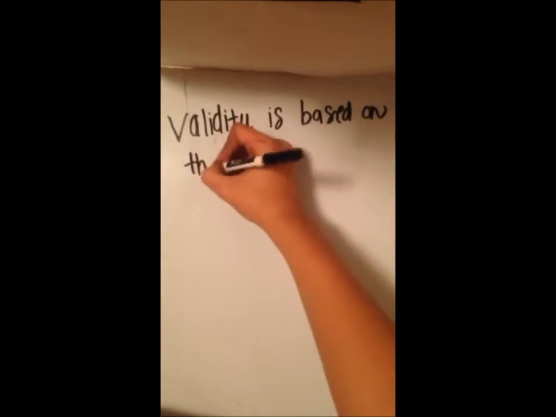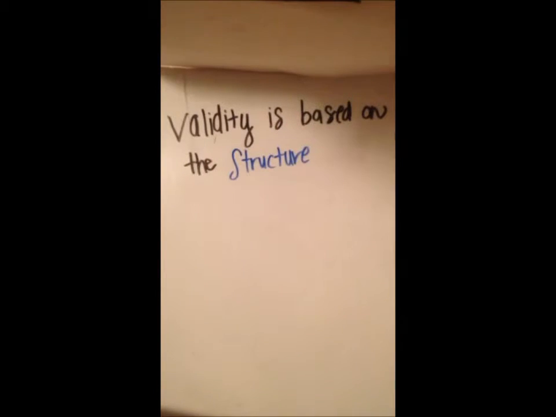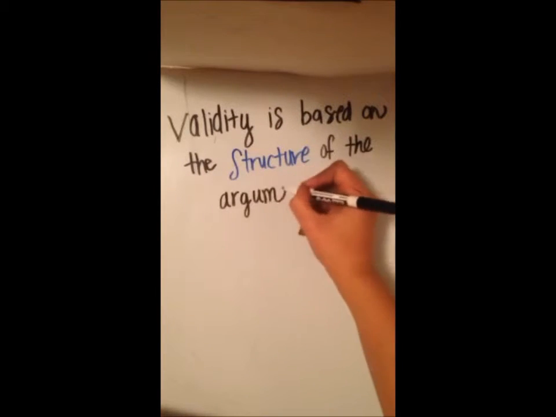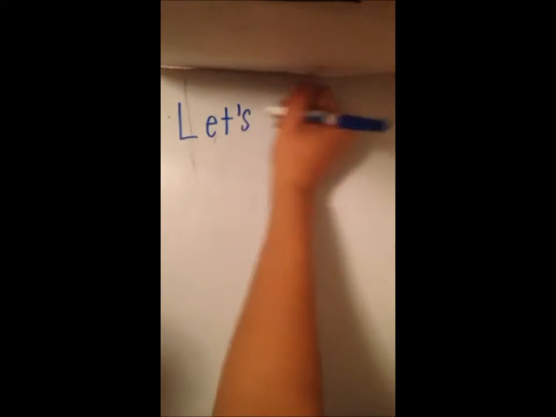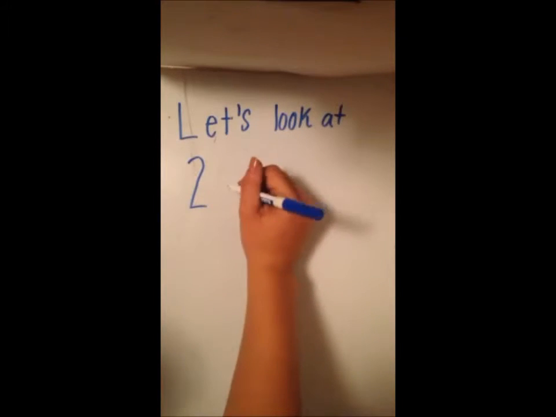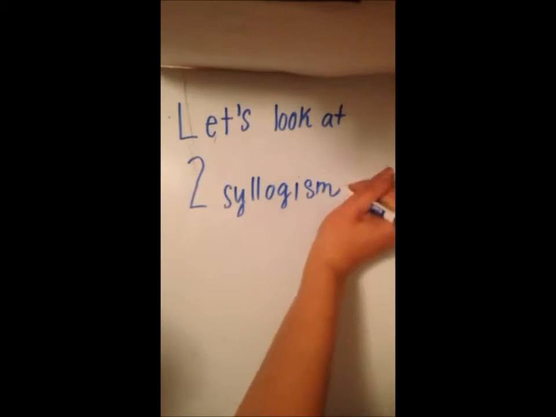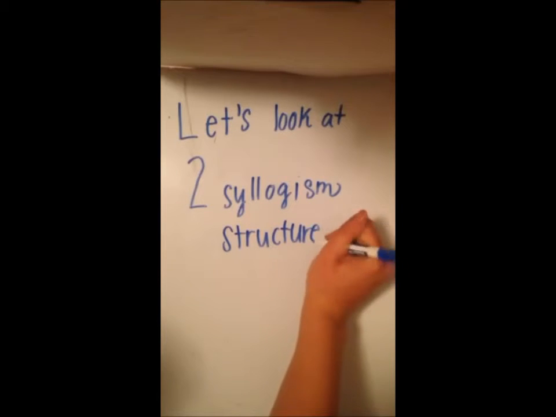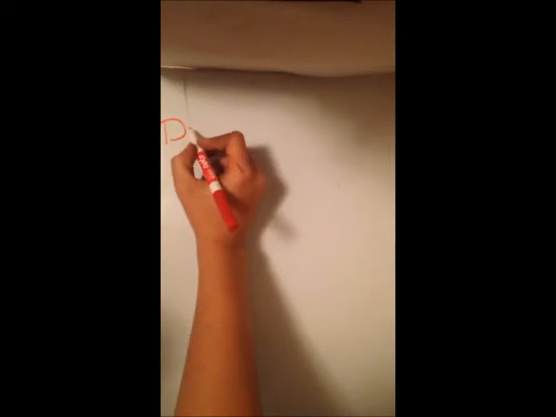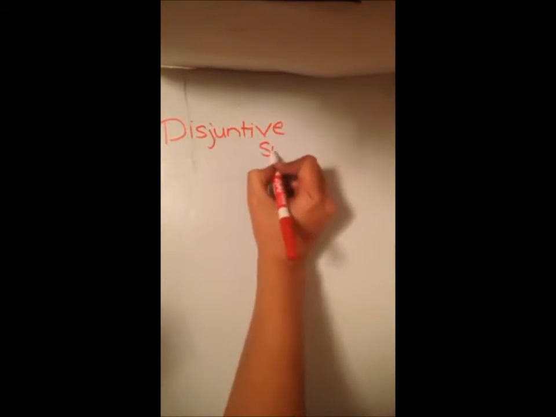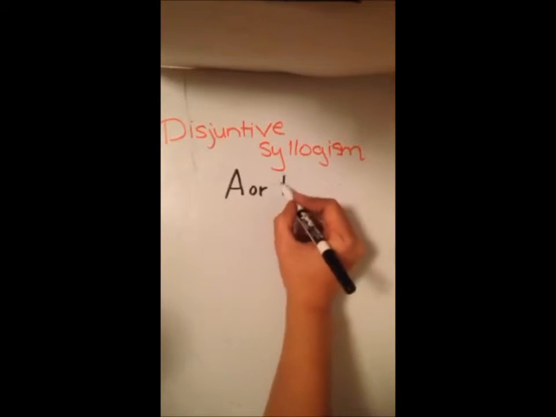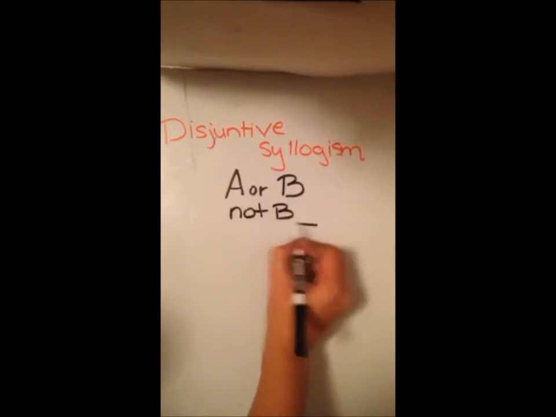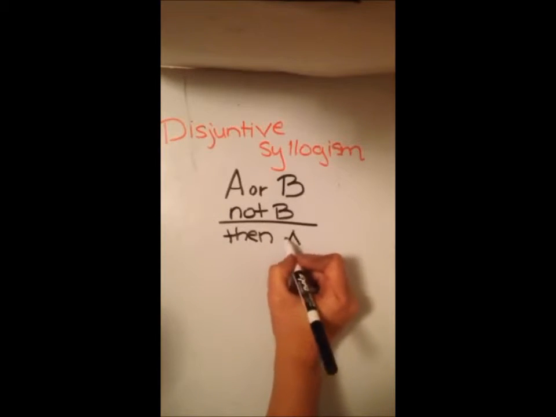Validity is based on the structure of a deductive argument, and solely the structure. There are many structures of deductive argument, but let's look at two valid ones first, which are your syllogism structures. So you have two syllogism structures. Let's first begin by discussing what the disjunctive syllogism is. The structure looks like this: A or B, not B, then A.